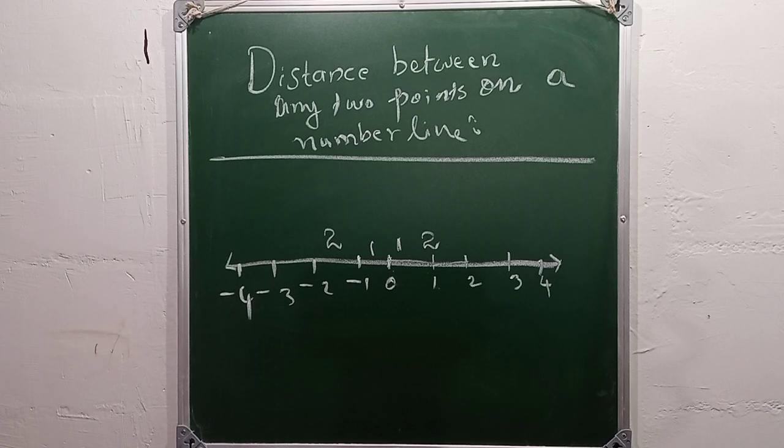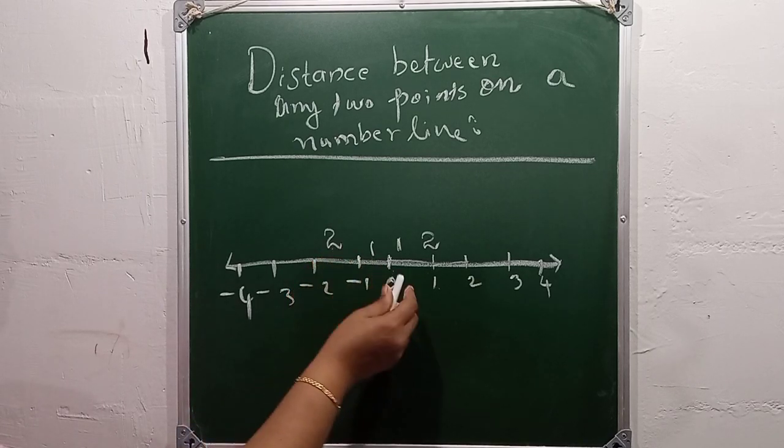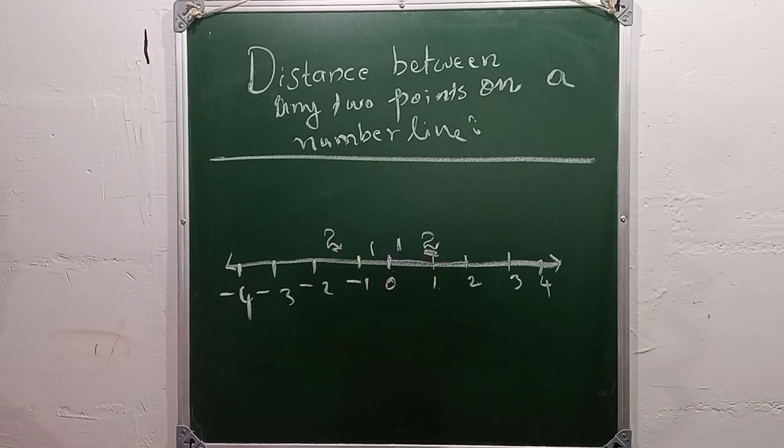Distances are always positive. Whether it is positive or negative, the distance between that point and 0 is always, yes, the positive of the number, right? That is minus 2 and 0. The distance between 0 and minus 2 is 2, and the distance between 0 and 2 is also equal to 2. Distances are always positive.